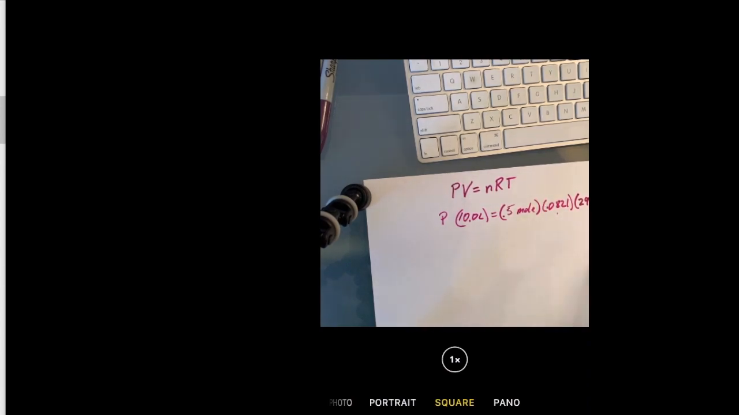Well, to solve this, I'm simply going to get rid of the 10. So we're going to divide this whole side by 10. So the pressure equals 0.5 times 0.0821 times 298 divided by 10. And I get 1.22 ATM.